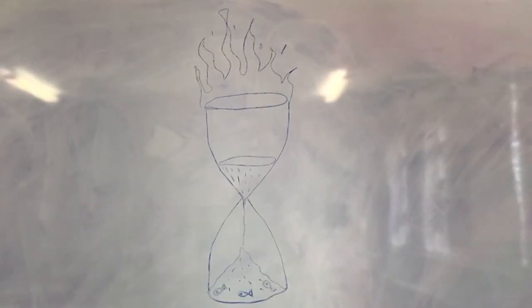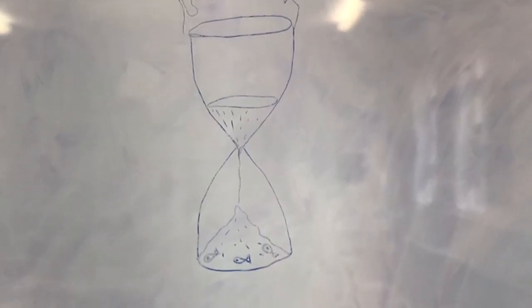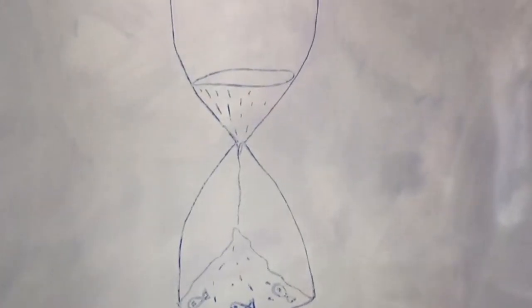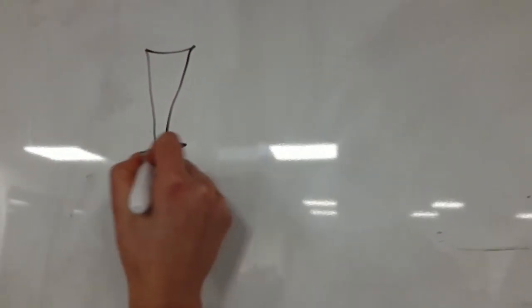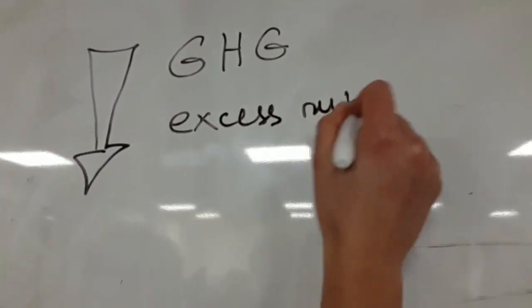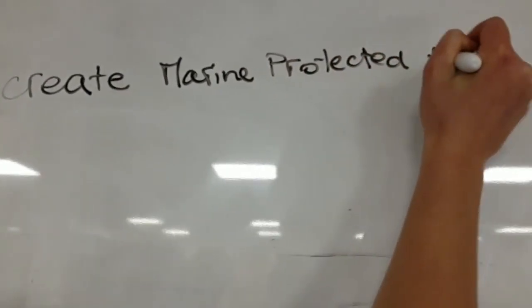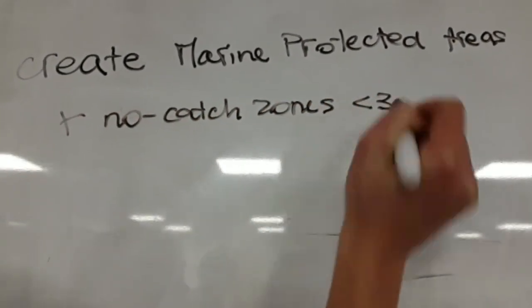To mitigate the effects of hypoxia in marine ecosystems, we should limit further declines in oxygen by reducing the two main drivers: greenhouse gas emissions and nutrient input from sewage and excess fertilisers. Create marine protected areas and no catch zones while improving fishing to reduce additional stress.